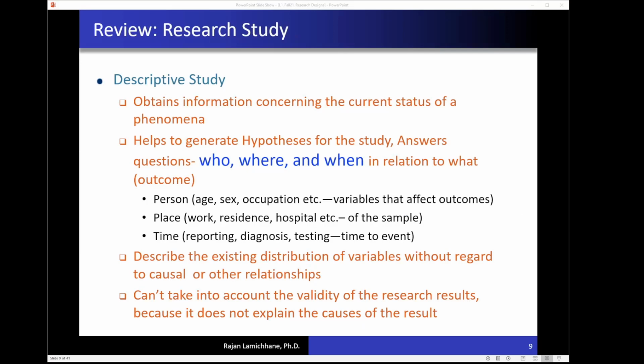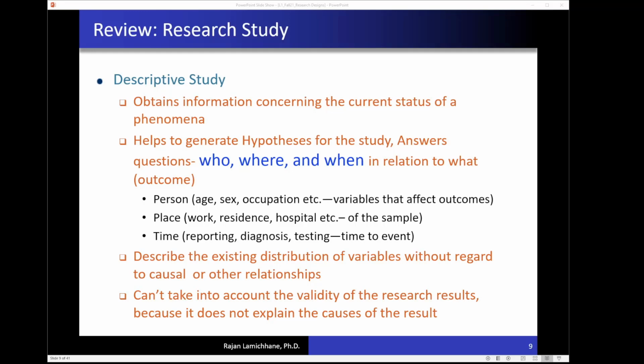We can divide research studies into two types: descriptive and analytical studies. Descriptive studies obtain information concerning the current status of the phenomena, and they answer the questions who, where, and when. So you can think of a descriptive study as about person, place, or time. When I say person, it could be age, sex, occupation, or any other variables. And place means workplace or residence or any hospitals, and time means reporting time, diagnosis time, or testing time. So descriptive studies help to generate the hypothesis.